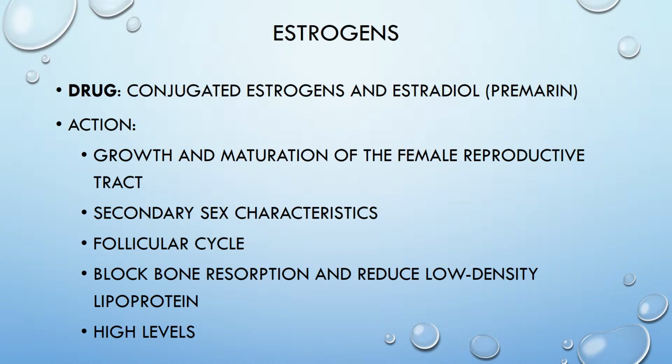Estrogens are going to be the first ones we'll talk about. Conjugated estrogens and estradiol, which is Premarin. Growth and maturation of the female reproductive tract is the action of these. Secondary sex characteristics: follicle cycle, blocks the bone reabsorption and reduces low density lipoproteins, and high levels of estrogen will help treat testicular cancer.